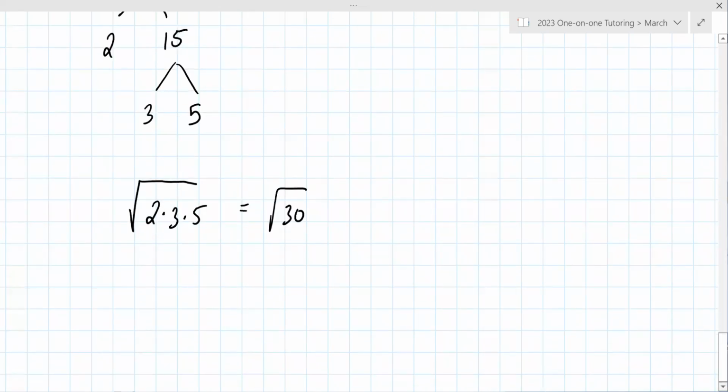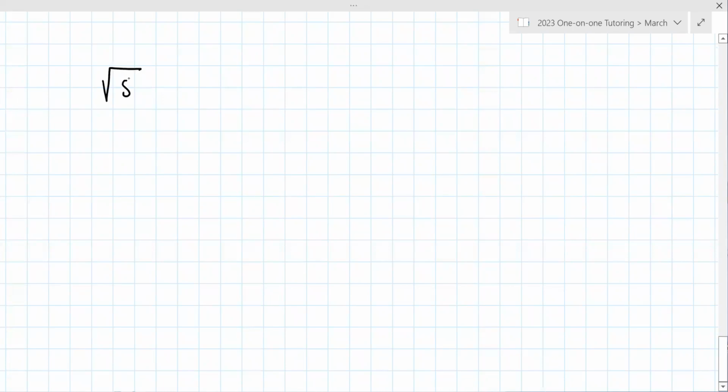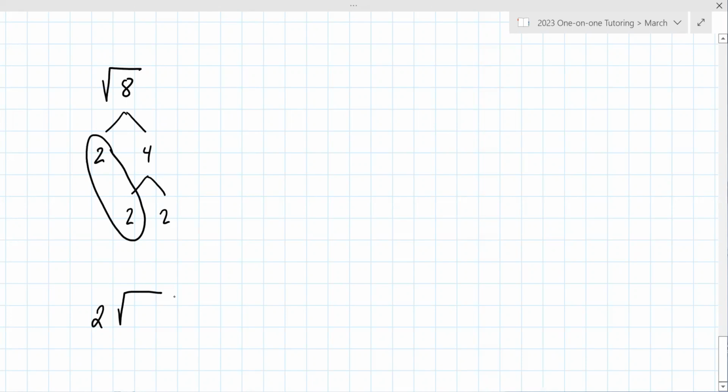All right, let's do another example here. Let's look at the square root of 8. Tell me what number to try first. 2. You always try 2. 2 times 4. Does 2 work again? Yeah. 2 and 2. Circle the pairs. What number comes outside of the square root this time? 2. And what's inside the root? 2. The other 2. Yeah, very good.